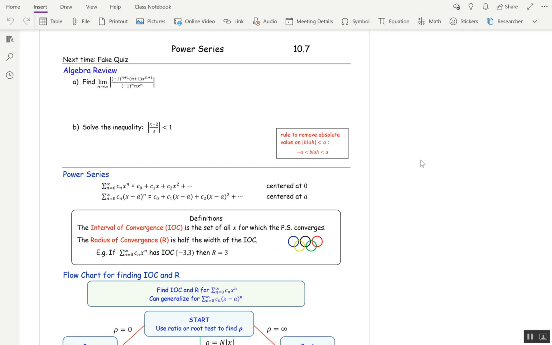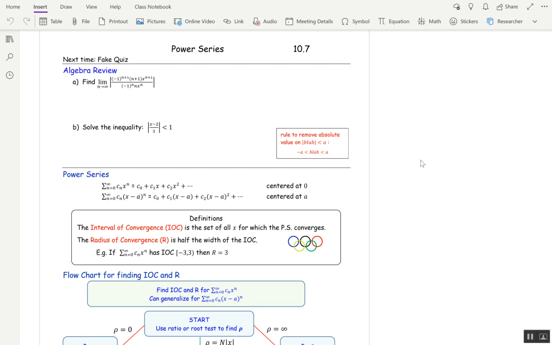Good morning. We're going to break up section 10.7 into two parts because it's a little bit long. And that's what we're going to do this week. Next week, I'll post a fake quiz, meaning I'll just put up a quiz that I would have given in class, but I'll also put up the solution separately, so you can take the quiz and then grade yourself and see how you would have done.